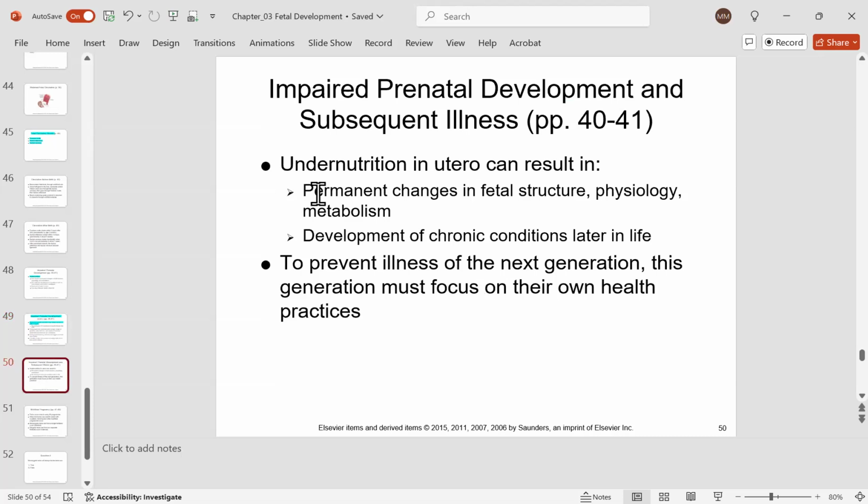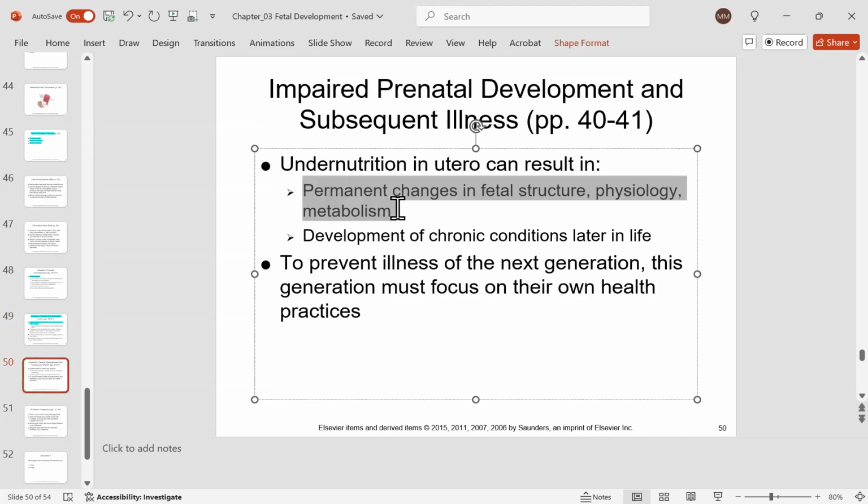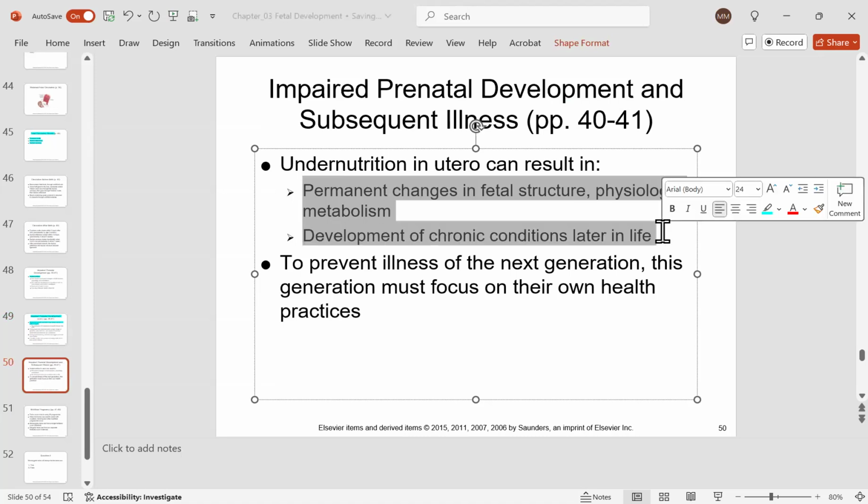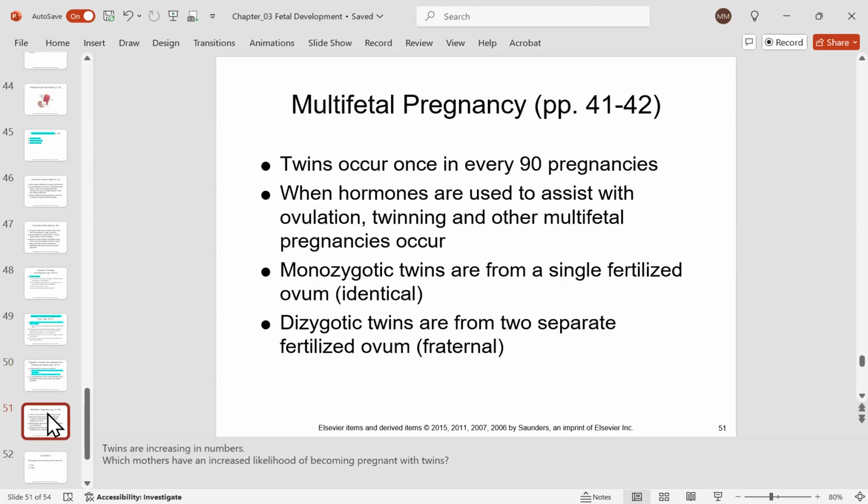Undernutrition can result in permanent changes to fetal structure, especially in the first 3 months. The first trimester is when the neurological system, the spinal cord, all those things are starting to develop. And if there's something that stunts that development or changes the normal pathway of development, you're going to wind up with significant physiological problems with the baby.